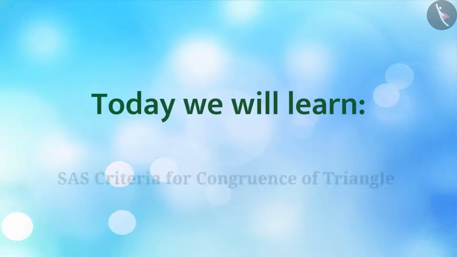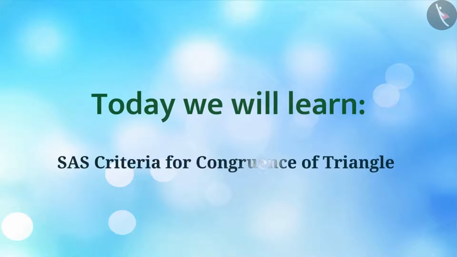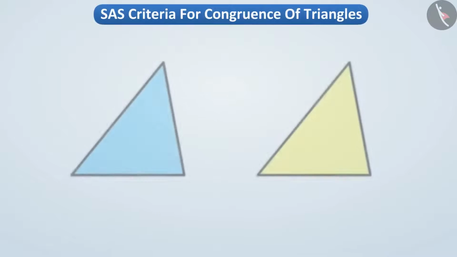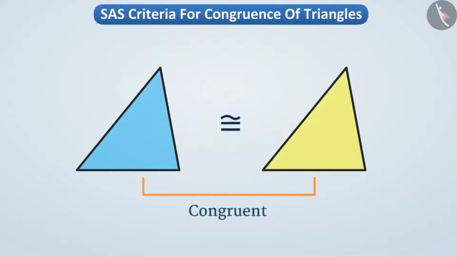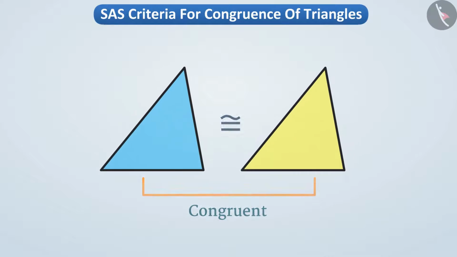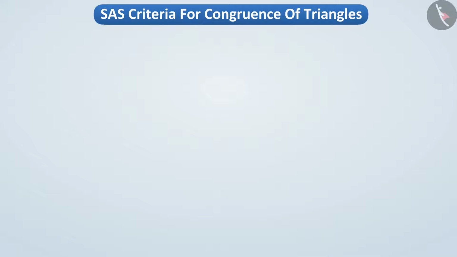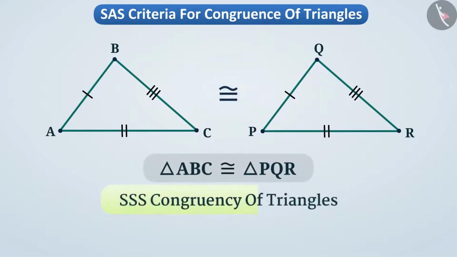Today we will learn the SAS criteria for congruence of triangles. You may remember that two triangles are congruent if they are copies of each other such that shape and measurement of both the triangles are equal and when superposed, they cover each other exactly. In the previous video, we discussed SSS congruency. Now we will discuss SAS congruency.